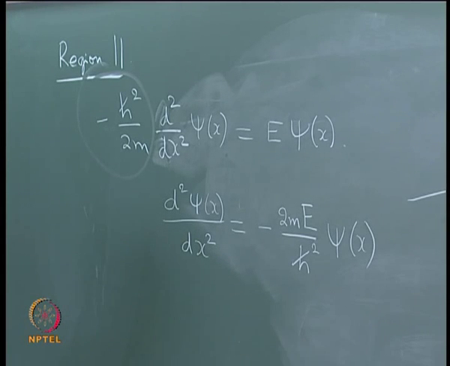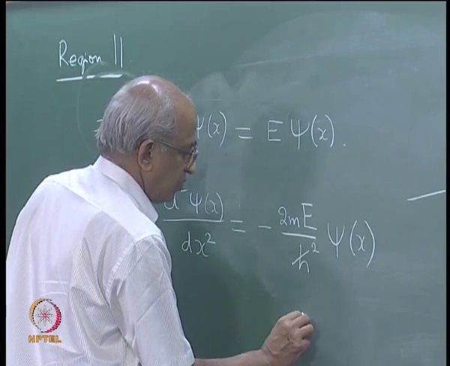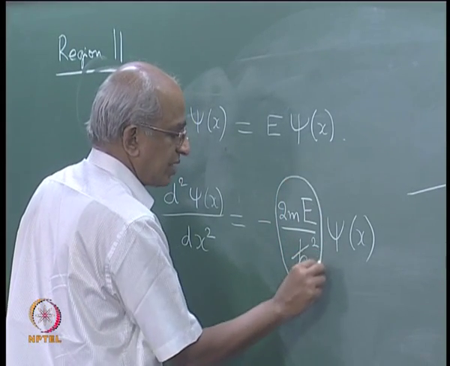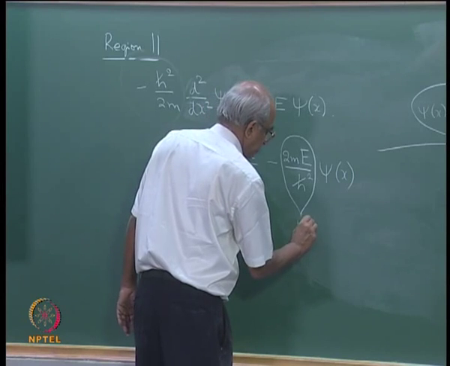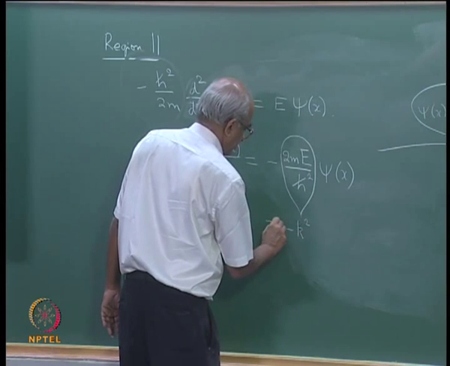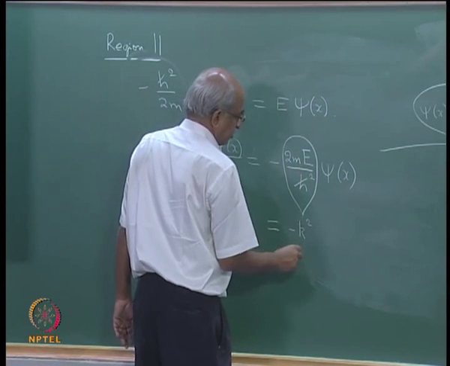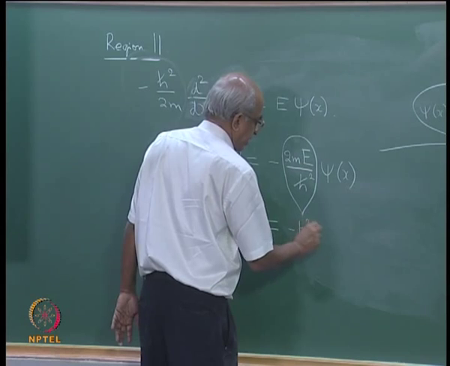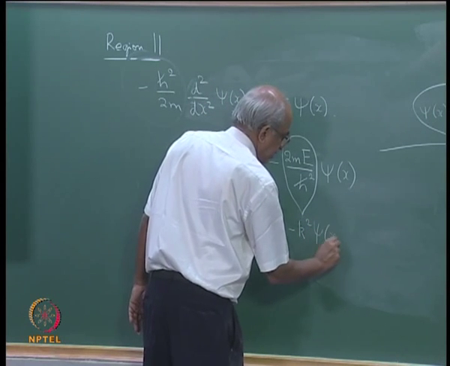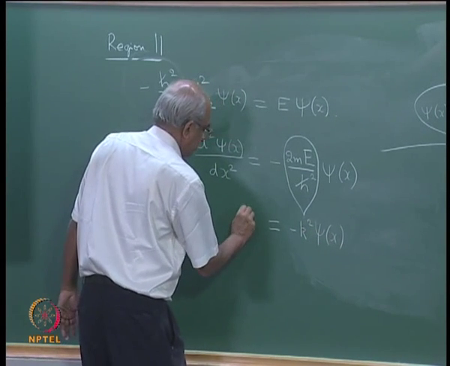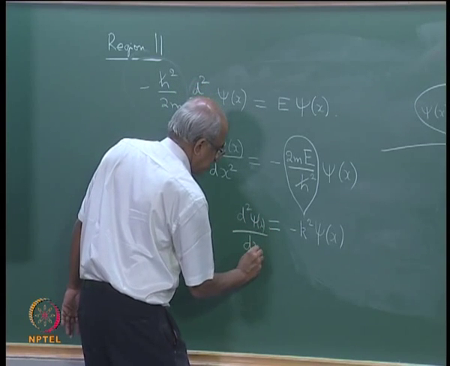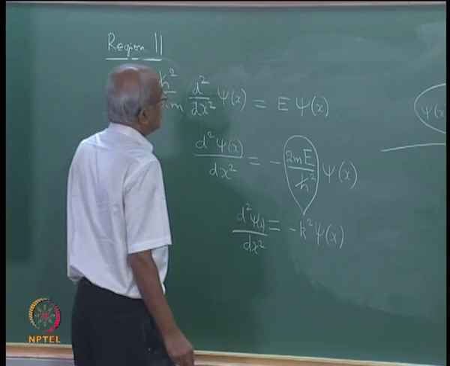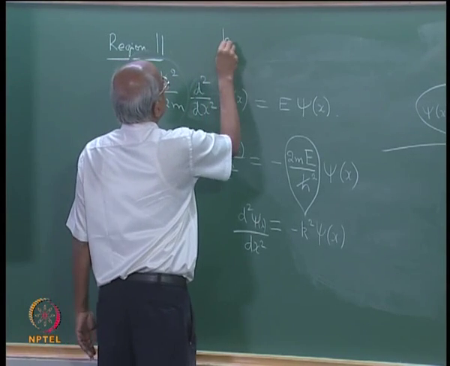You rearrange this. This is the equation, and we would like to save the trouble of writing this again and again. So, therefore, I am going to call this 2mE by h cross square, I will write it as k square, and therefore, this is the nature of the equation. So, I have defined k square.